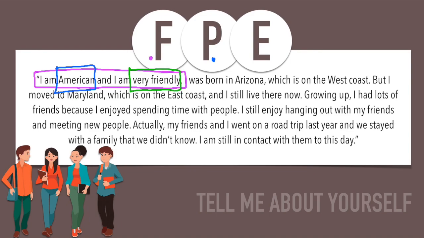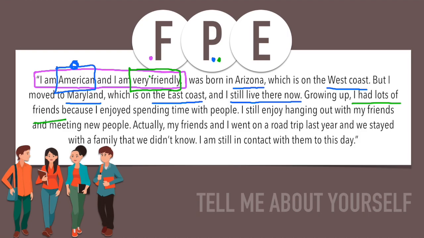All right. So again, for the proof. So we have two that we're going to try to prove. All right. So let's go on. I was born in Arizona, right here, which is on the West Coast. But I moved to Maryland, which is on the East Coast. And I still live there now. All right. These things are all connected to this fact right here. I'm giving proof. Now let's keep going because we still have to look at the very friendly right here. All right. Growing up, I had lots of friends.